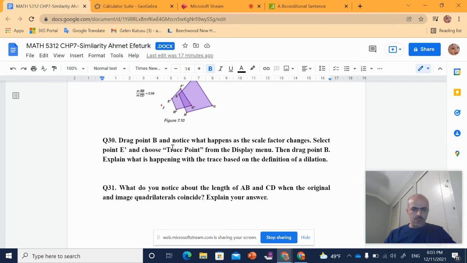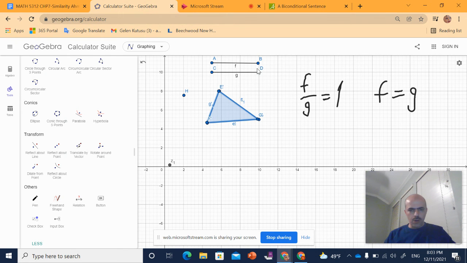The other one is question number 30, which says to trace the points, display and take the point B. Let's see what happens. Let's bring the A prime here. You see our center point is here, E is here, and E prime is here. I am going to do E prime show trace, and I drag the B.